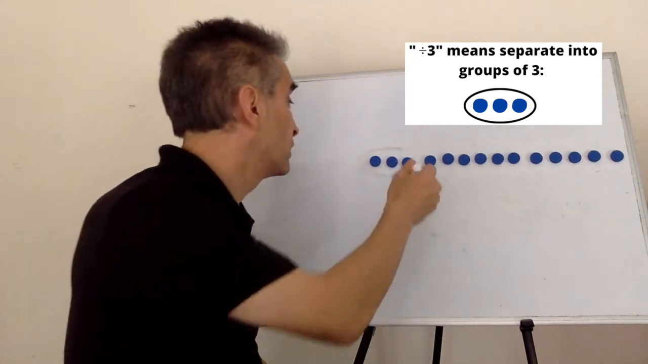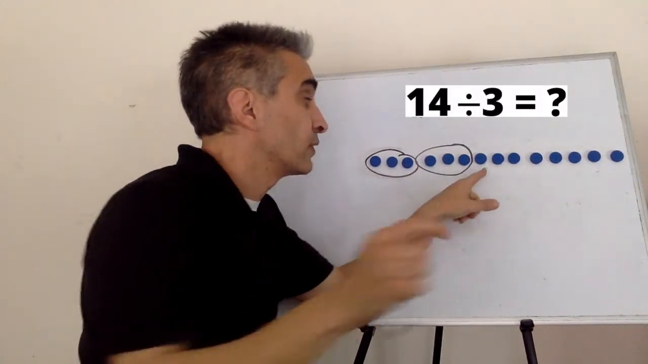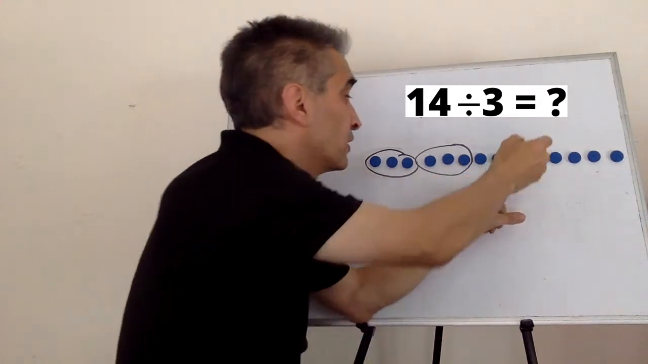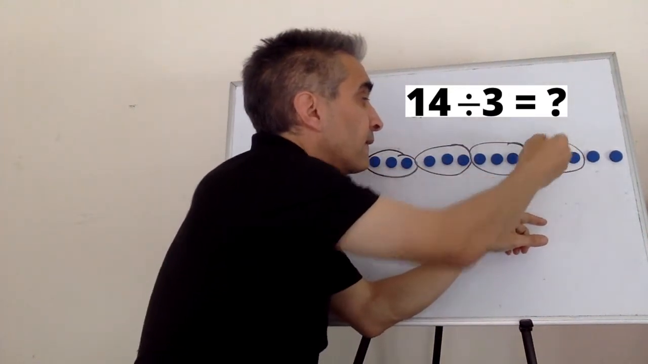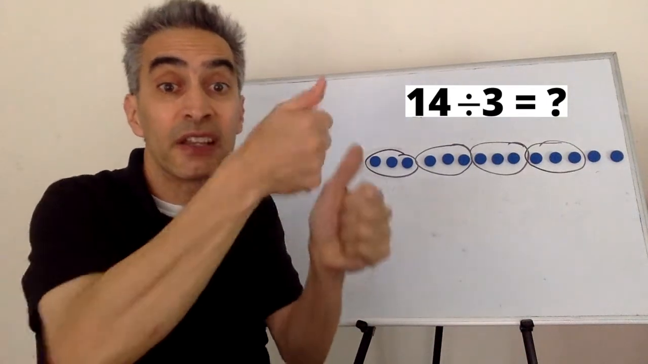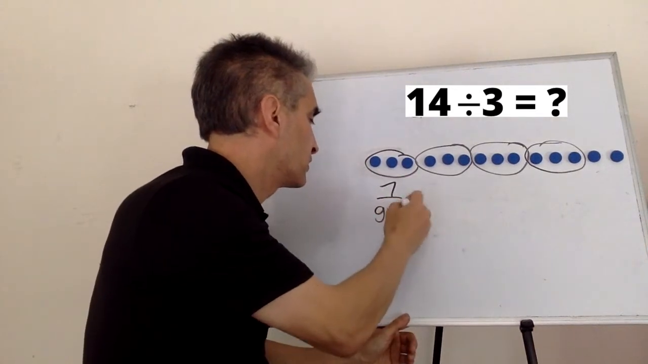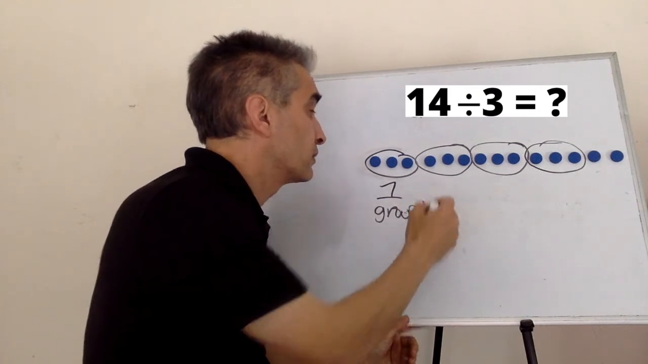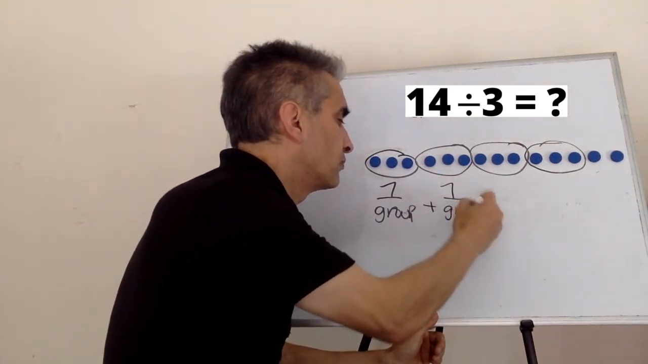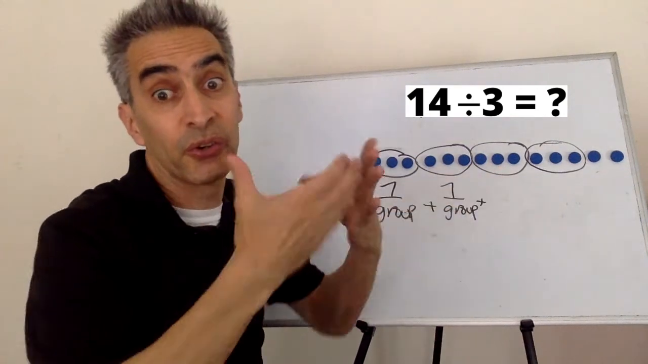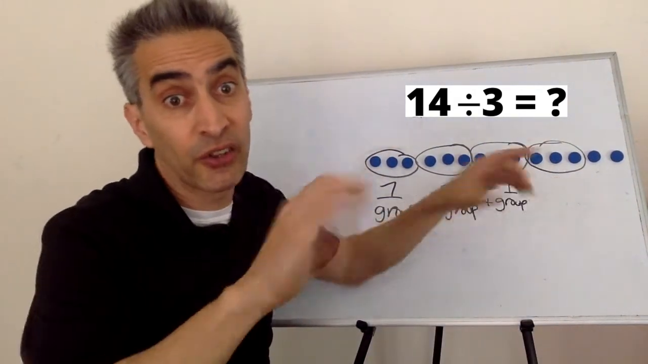1, 2, 3. 1, 2, 3. 1, 2, 3. 1, 2, 3. Next, count each group. One group. Another group. Another group. And another group.